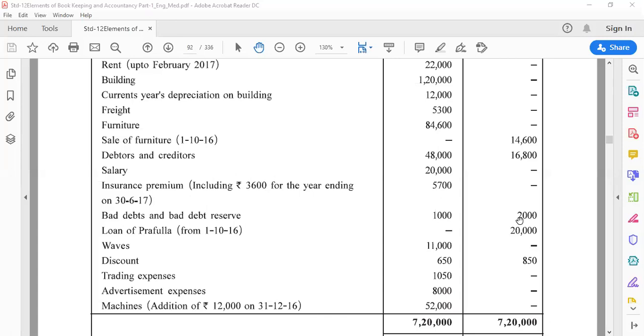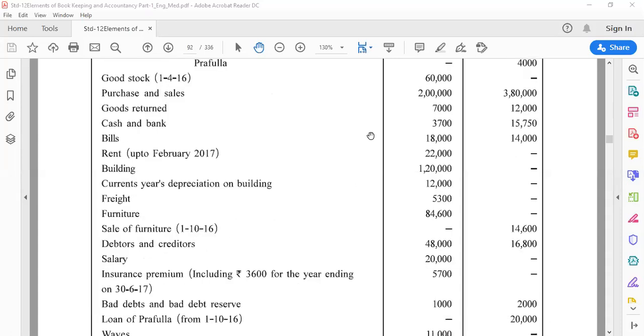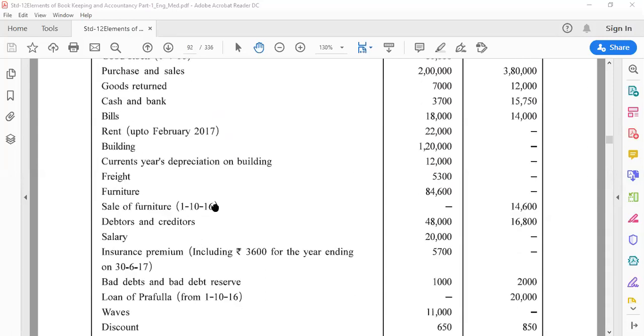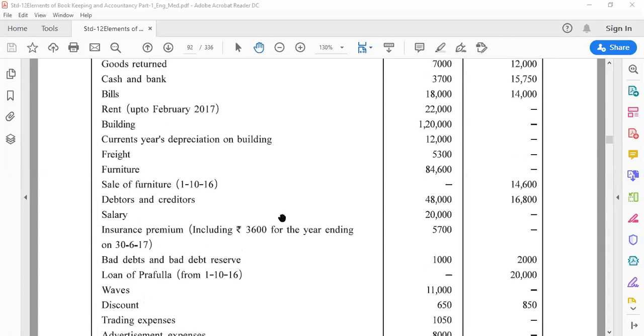So we are preparing chart table on P&L debit side. Then loan of Prafulla is given, which is 20,000 and starts from 1/10/16. And our year ends on 31st March 17. So 10, 11, 12, 1, 2, and 3. For 6 month interest, you have to calculate. So write down working number 3.